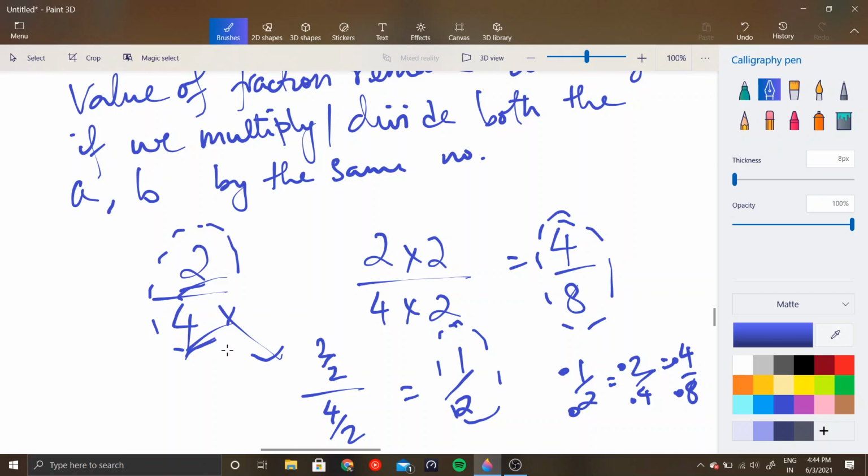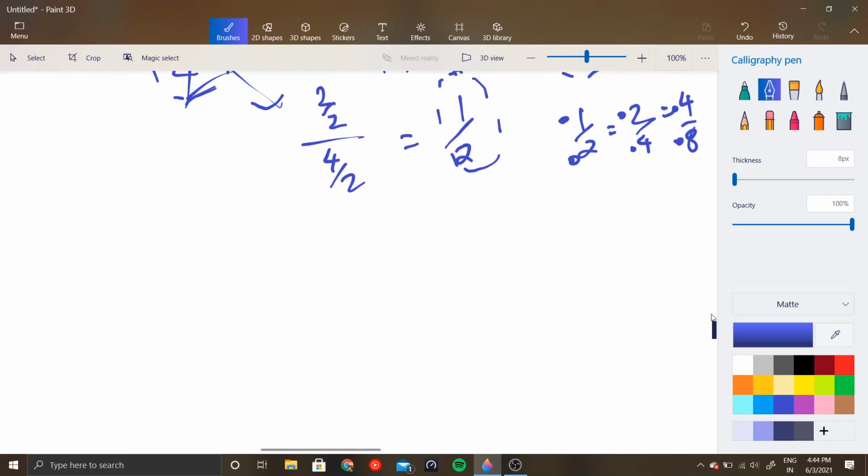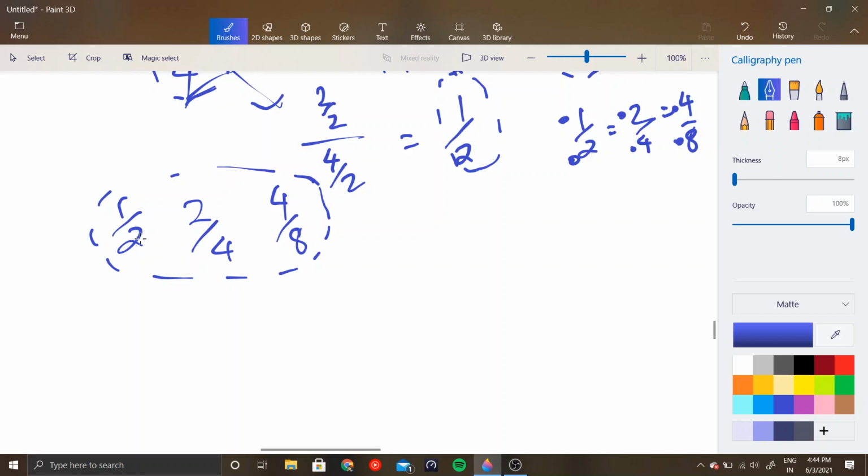Right. Now, if you know this, then the next thing is how to convert. So I told you guys that 1 by 2, 2 by 4, and 4 by 8 are equal. But you seem to have 3 different representations. How to convert them to the lowest form, right? To check the equality, we will convert all these fractions to the lowest form.